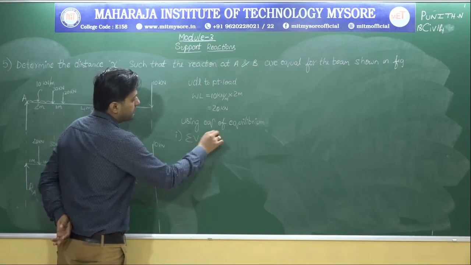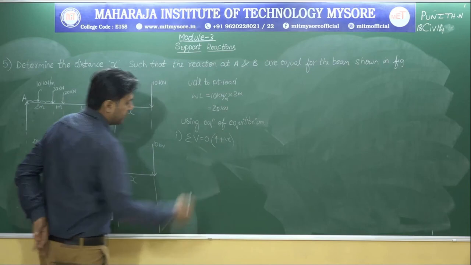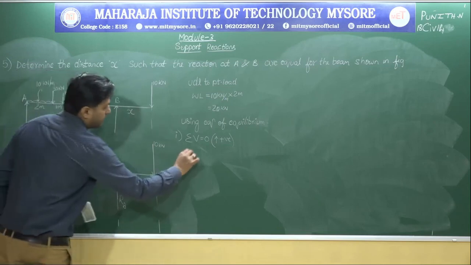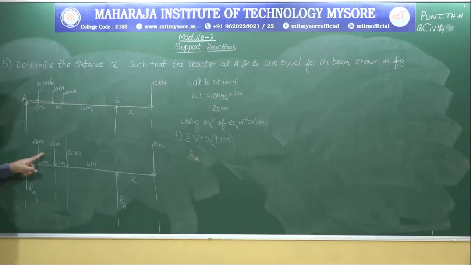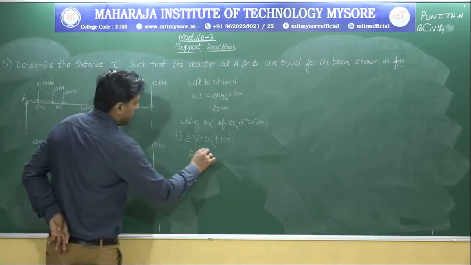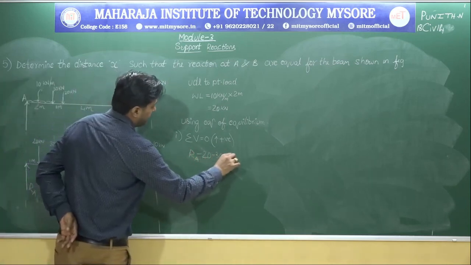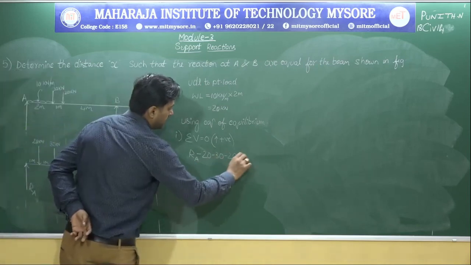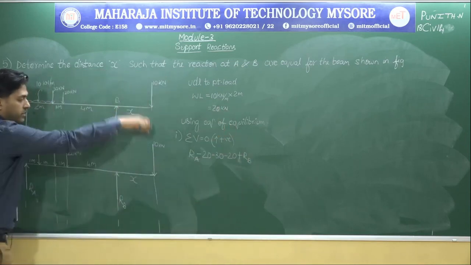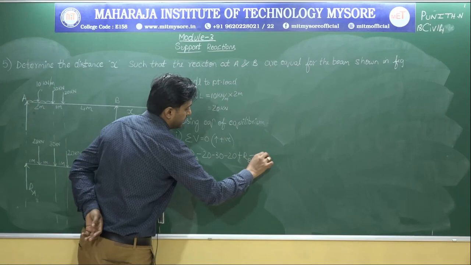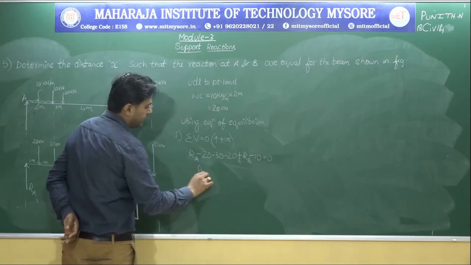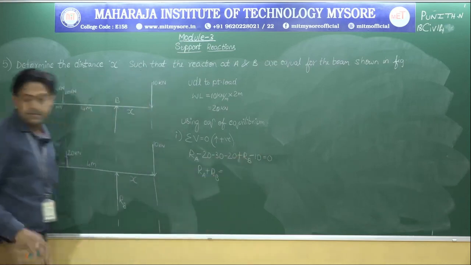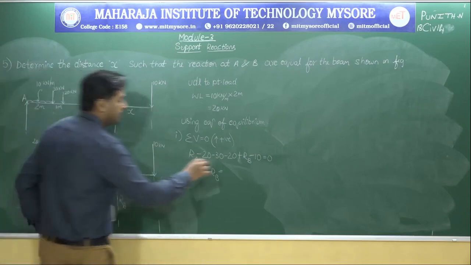Sigma V is equal to 0, upward direction positive. We have the vertical loads. The first one is RA, acting in vertical upward direction, so positive. Next, minus 20, minus 30, minus 20. Next, there is one more, plus RB. There is one more which is acting in downward direction, so minus 10 is equal to 0. Finally, RA plus RB will be equal to 80.